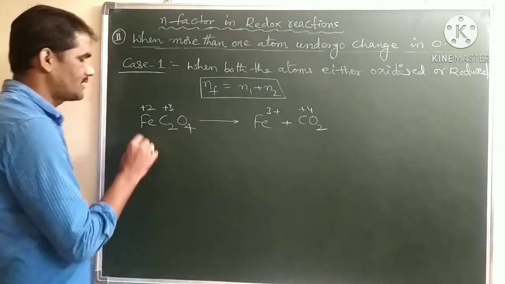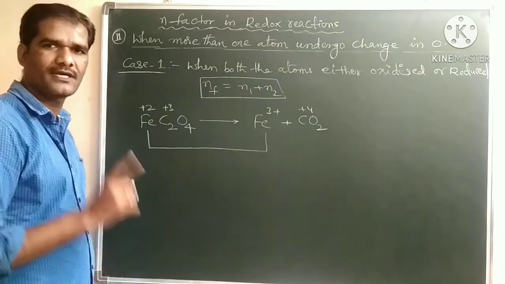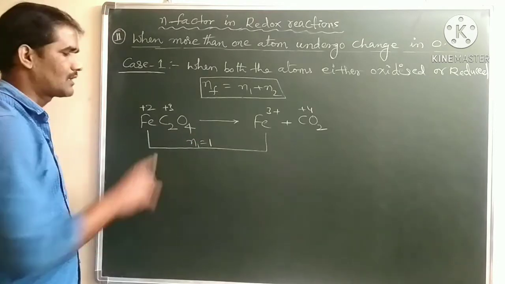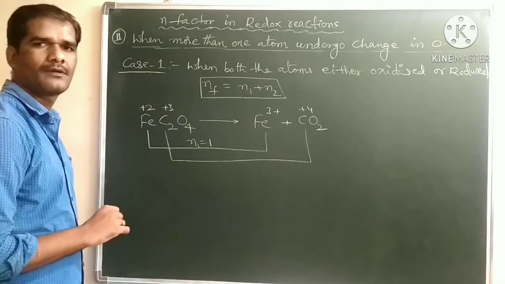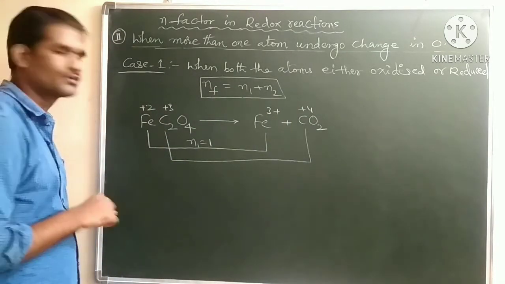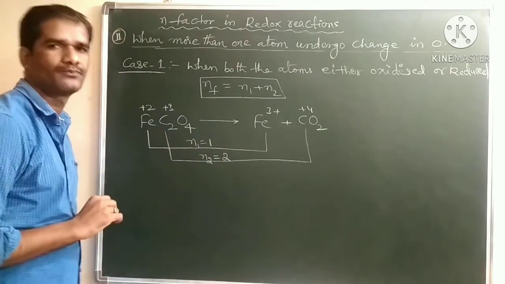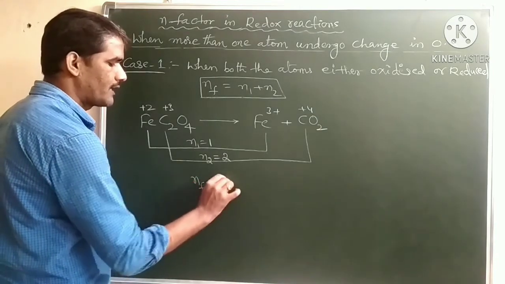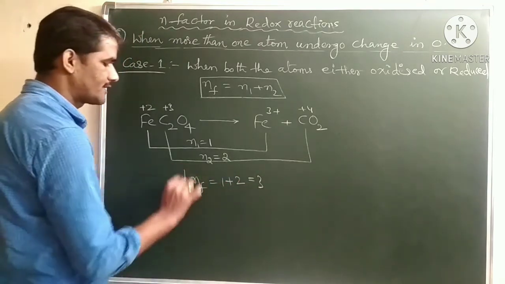Then what is the change here for iron? Plus 2 to plus 3. Change in oxidation state is 1. So the n-factor for iron is equal to 1. Similarly for carbon, plus 3 to plus 4. What is the change? Again 1. But here 2 carbon atoms are there, so the total change is 2 into 1. So the n-factor is equal to 2. Now the total n-factor is equal to n1 plus n2, that is 1 plus 2 is 3.